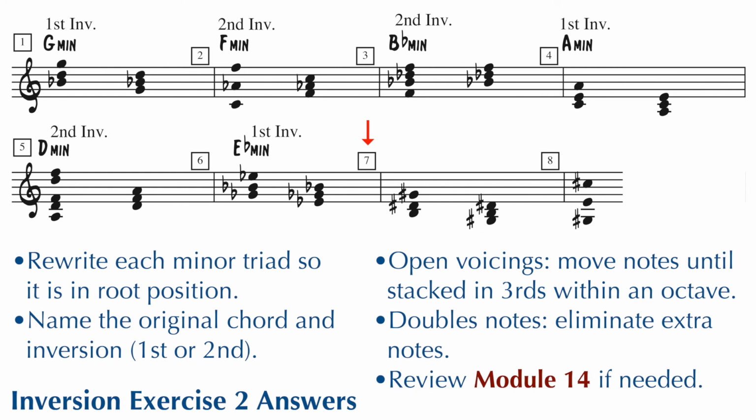Number 7, we can take the G sharp at the top, lower it an octave, and now everything's stacked in thirds, G sharp, B, D sharp. This is a G sharp minor chord, originally in first inversion because the B, which is the third of that G sharp minor chord, is the lowest note.